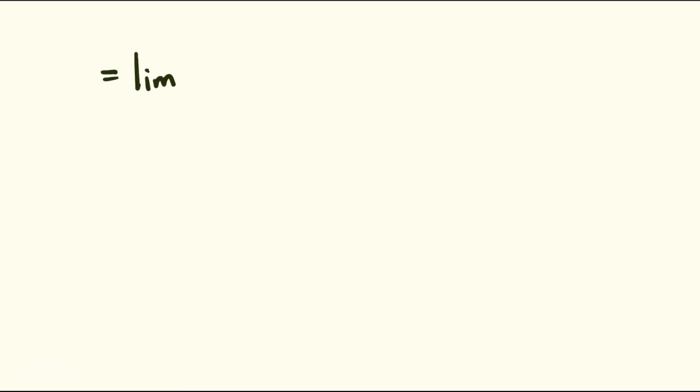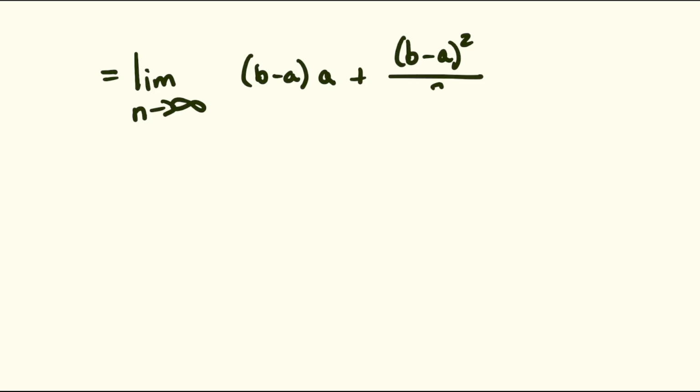We get the limit as n goes to infinity of (b − a) times a. You'll notice there are no n's in that first term now. We got rid of all of our n's, and all we have is the n's on our second term. I'm going to pull those apart a little bit. We have n + 1 and n, and notice what's going to happen as n goes to infinity. This is going to go to 0.